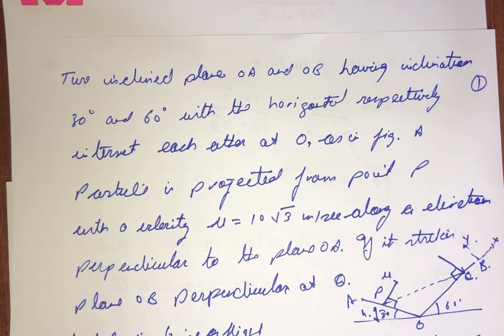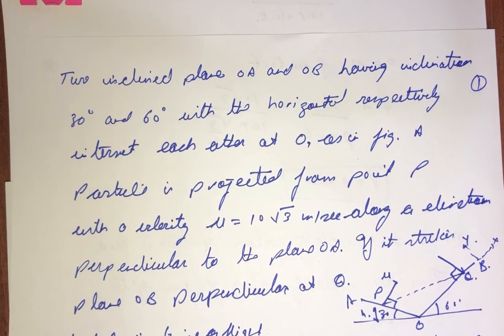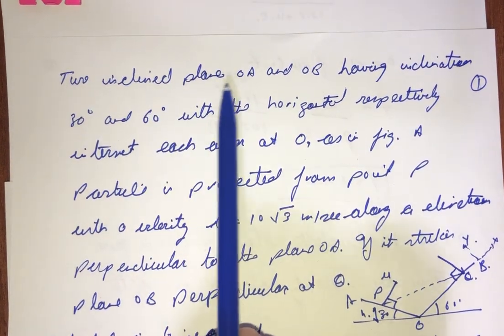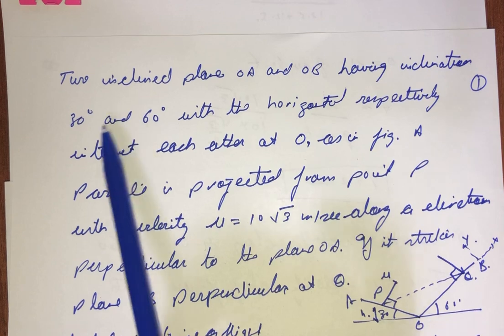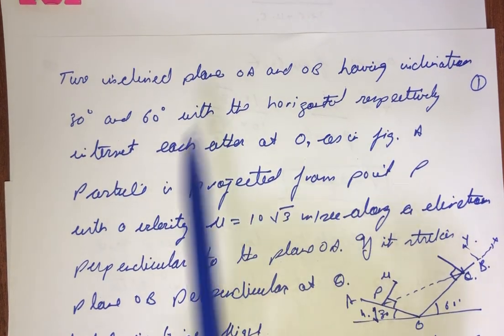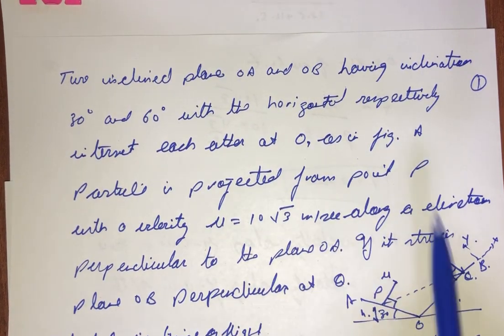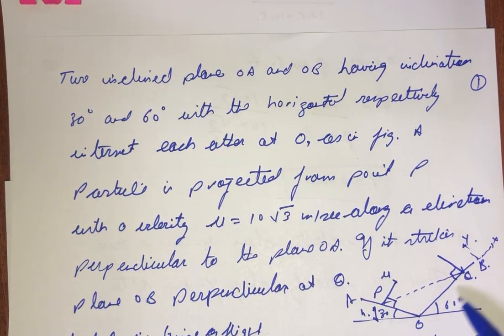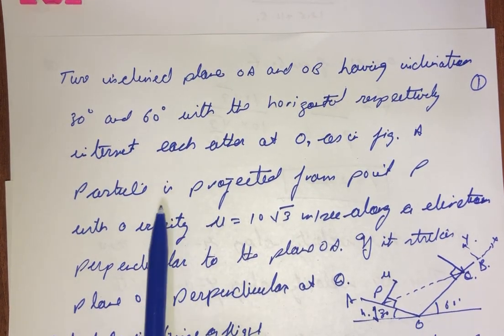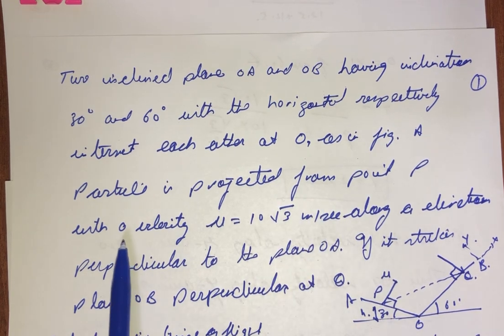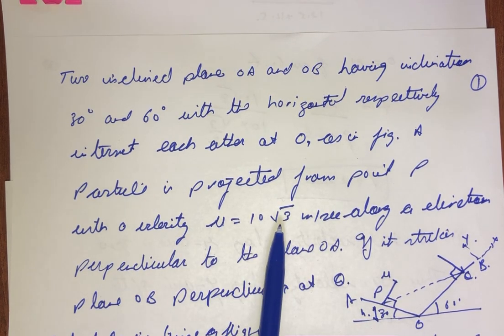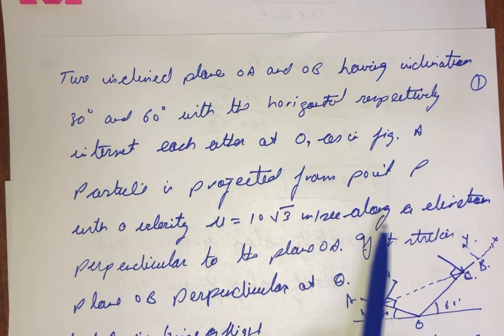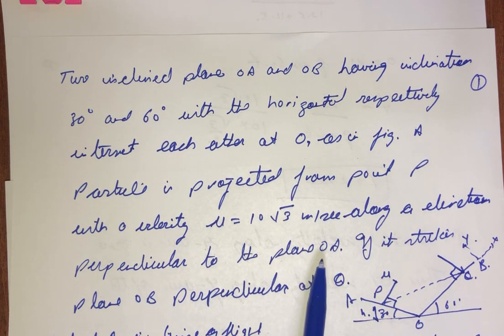So in this question, two inclined planes OA and OB, having inclination of 30 and 60 degrees with the horizontal respectively, intersect each other at point O as in the figure. So these are the two inclined planes AO and OB. They are at angles of 30 and 60 and intersect at point O. A particle is projected from point O with a velocity of u = 10 root 3 meters per second along the direction perpendicular to the plane OA.